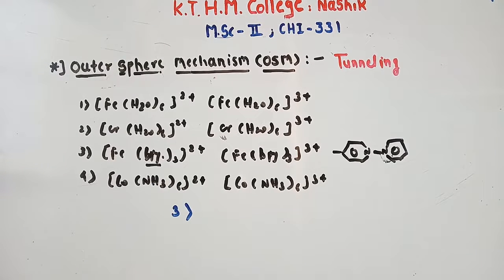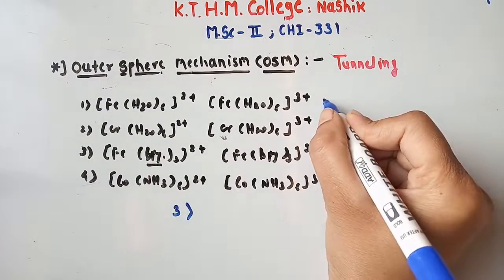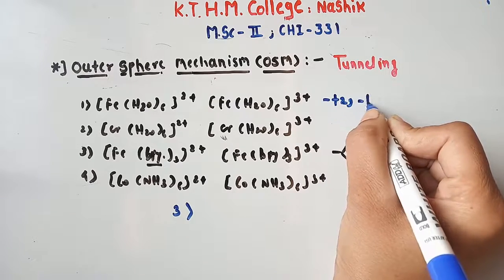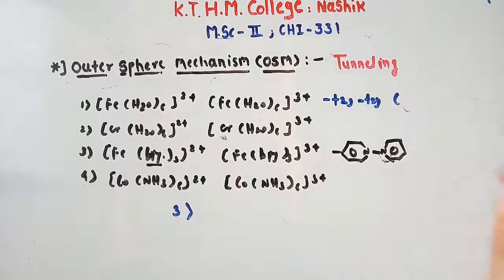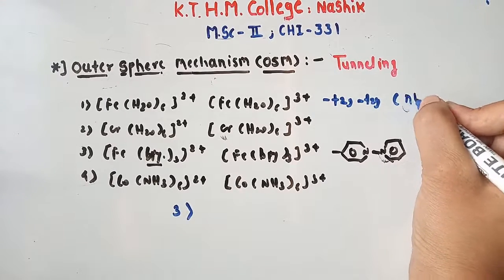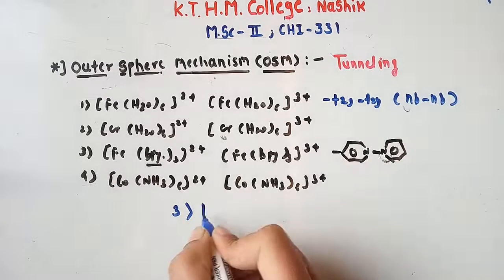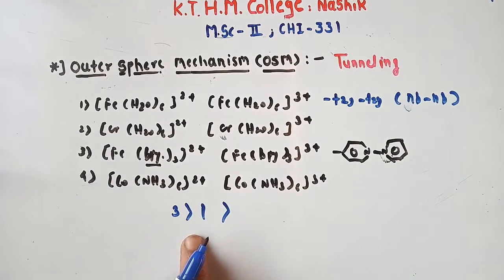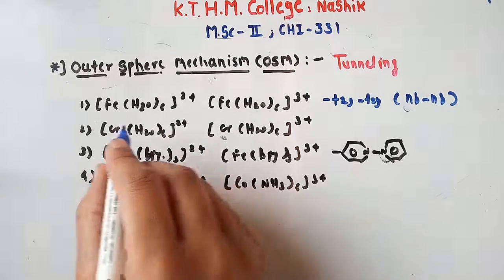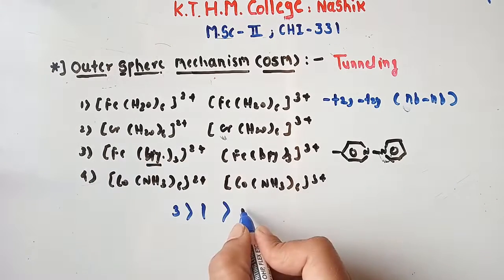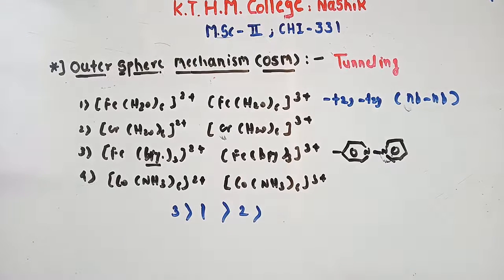After that we have already seen that all Fe complexes show T2G to T2G transition. T2G to T2G transition means pi star, non-bonding to non-bonding. These are the pi star to pi star, non-bonding to non-bonding. So then the rate for OSM is for first complex. Then next complex is the second one, that is Cr to Cr. Because here is a transition between Cr to Cr. Which transition is here?